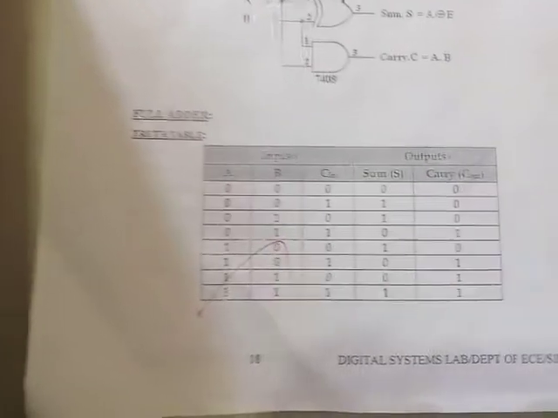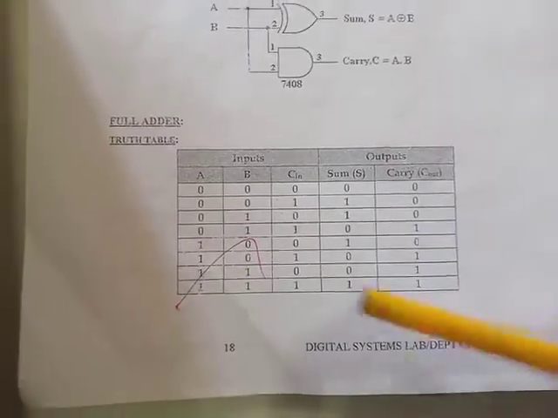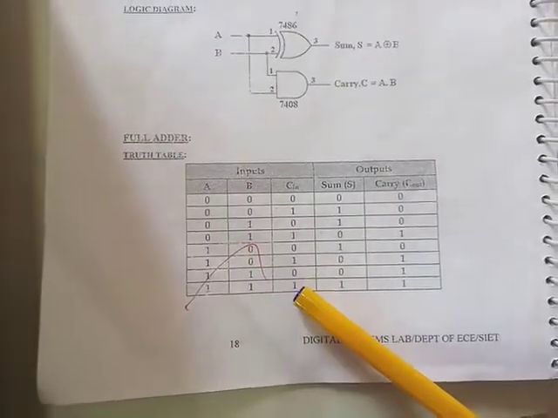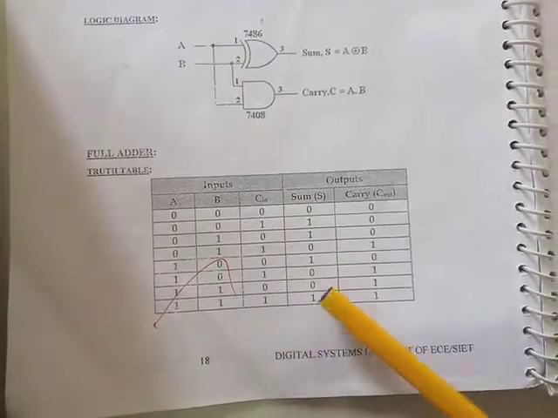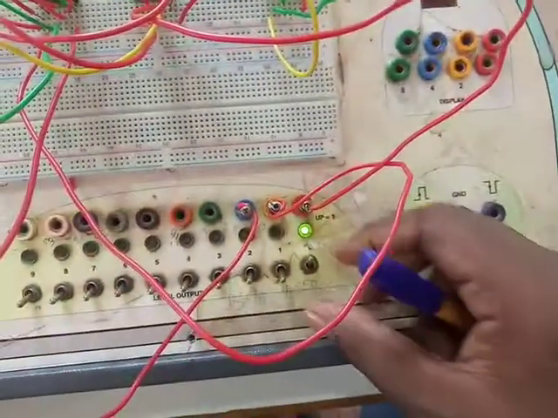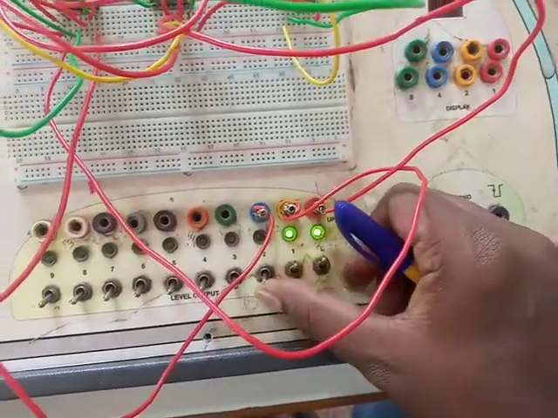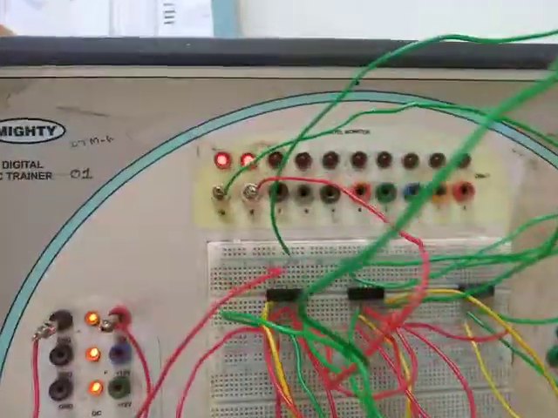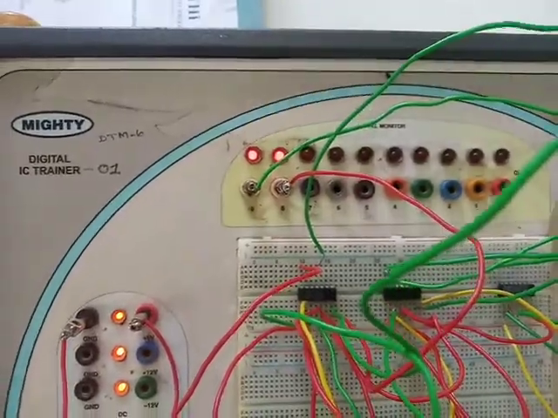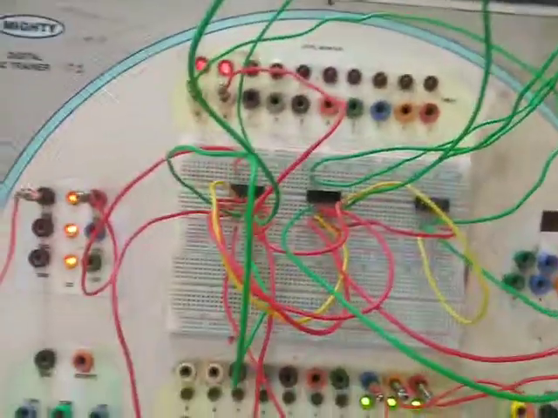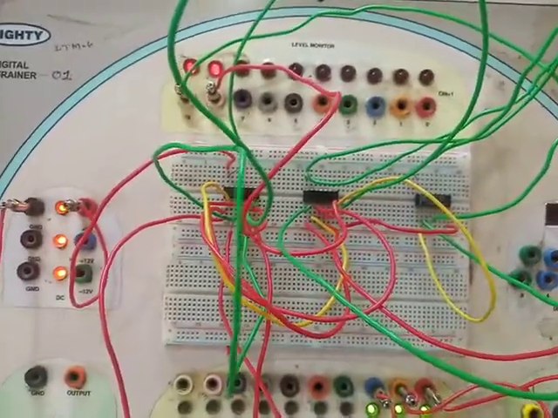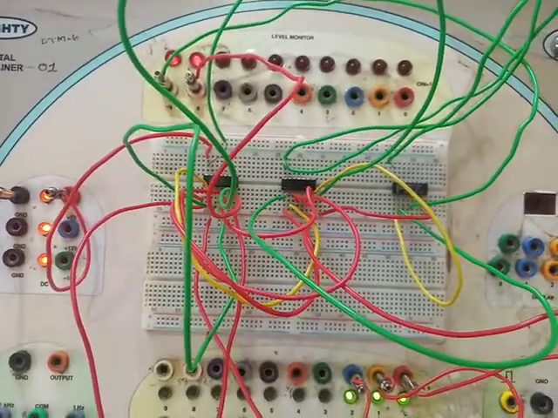This is my sum, this is my carry, right? And next combination, we will check 1 1 1. If 1 1 1 is my input, my output will be sum is 1, carry is 1. For 1 1 1, my sum is 1 and carry is 1. So likewise we can verify the truth table. We will check one more possible input.